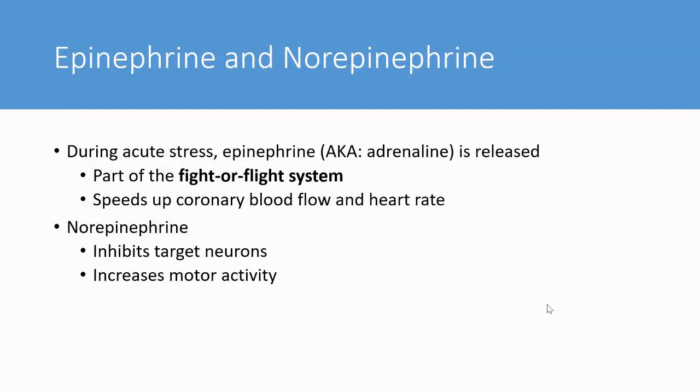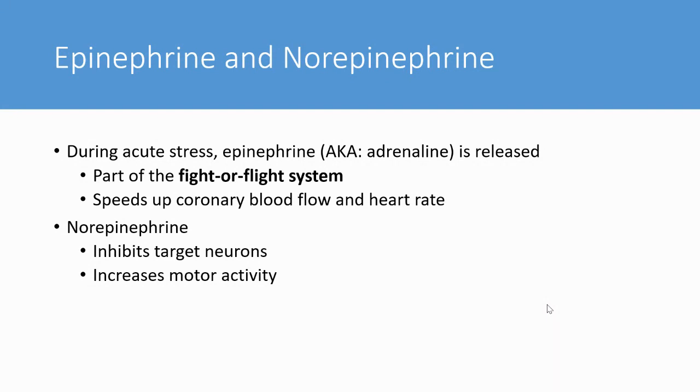Epinephrine and norepinephrine are related to our fight or flight response. During an acute stress, epinephrine, which is also known as adrenaline, is released, and it speeds up the coronary flow and heart rate. Norepinephrine also is released after an acute stress event, and what it does is it tries to get the body back to normal.